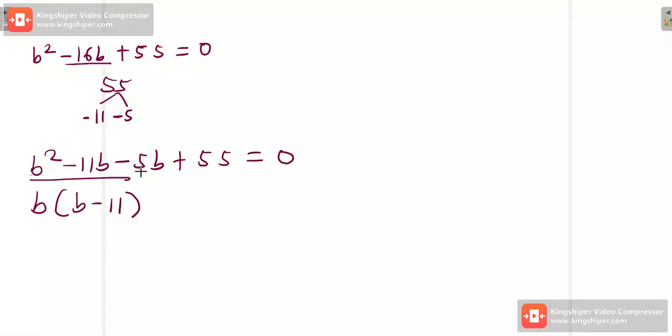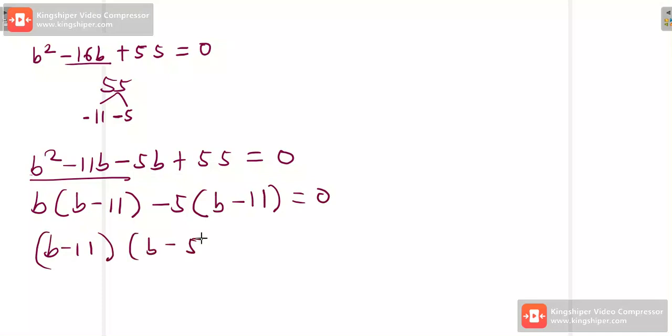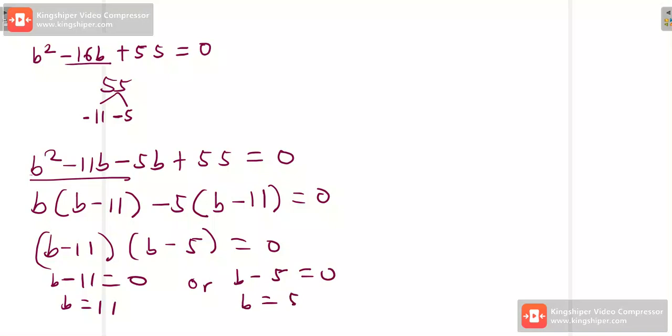Then here too, I'll factorize negative 5 out. When you factorize negative 5 out, you still get b minus 11 equal to 0. So here, we can still factorize b minus 11 out. Then we will get b minus 5 equal to 0. So from here, b minus 11 has to be 0, and b would be equal to 11. Or b minus 5 has to also be 0, and b is equal to 5.